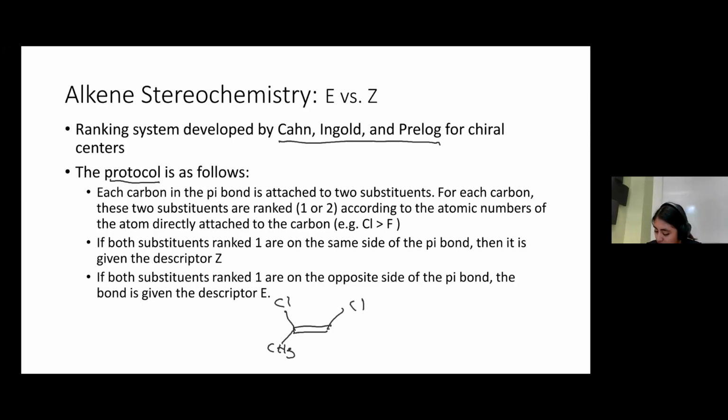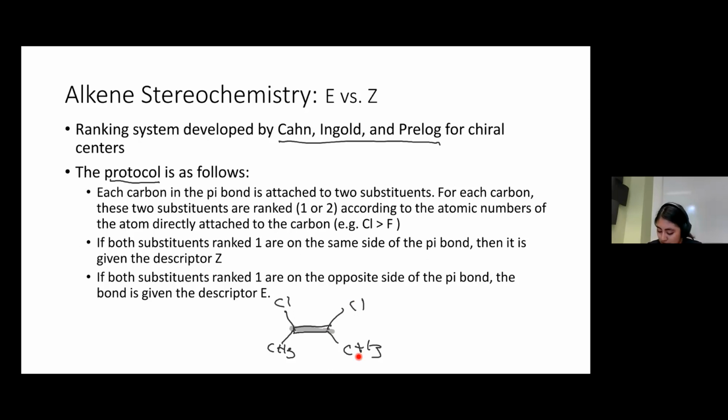So chlorine, I'm going to use the same example. Each carbon in the pi bond, again, we're talking about this double bond right here, is attached to two substituents. In this case, chlorine and methyl. For each carbon, you will rank the two substituents and denote them with a 1 or a 2, according to which atomic number is bigger. The higher atomic number would get a 1.